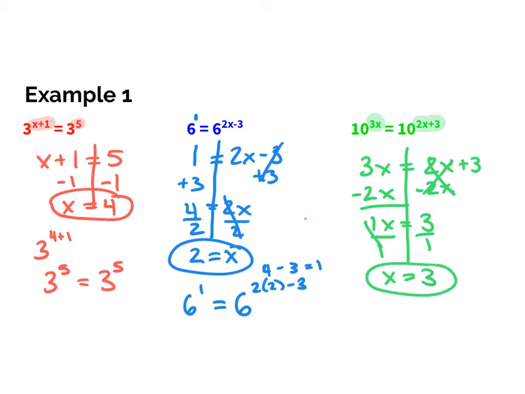And again, just to show you by plugging it back in, if I do 10 to the 3 times 3, that would give me 10 to the 9th. And on the right side, I'd have 10 to the 2 times 3 plus 3, which would also give me 10 to the 9th. So notice by plugging in that value of 3, we have the same base of 10, and it results in the same exponent of 9. And that is, again, what it means for things to be equal. We want the left side to be identical to the right side.